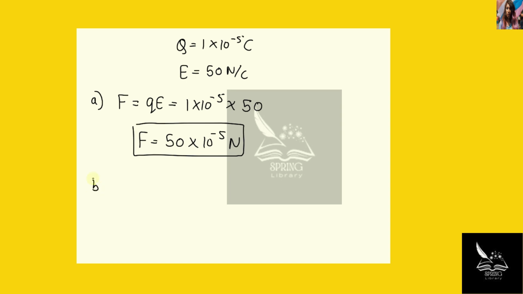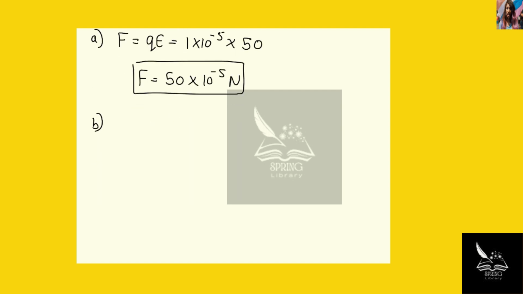Now in the second part we have to find out how much kinetic energy the particle has after it has moved 1 meter. Now in this case the kinetic energy is given by F times d. So this can be proved by the work energy theorem. So we have used the work energy theorem over here.